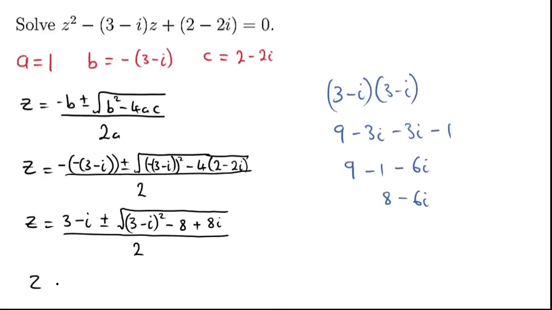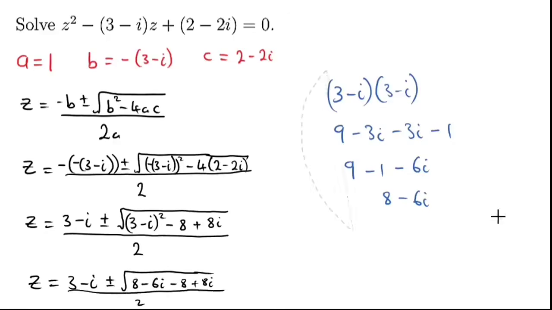So z is equals to 3 minus I plus or minus the square root of. So this squared simplifies to 8 minus 6i, minus 8 plus 8i. Remember, all this is over 2. So if that's the case, let's remove this.